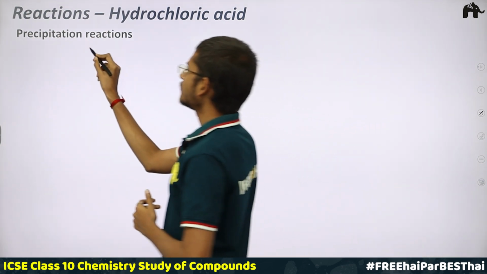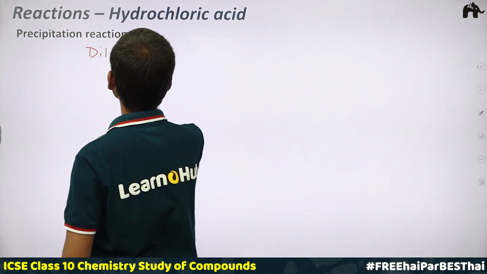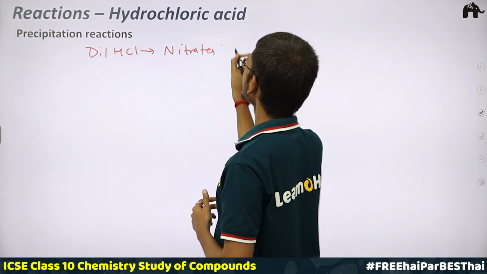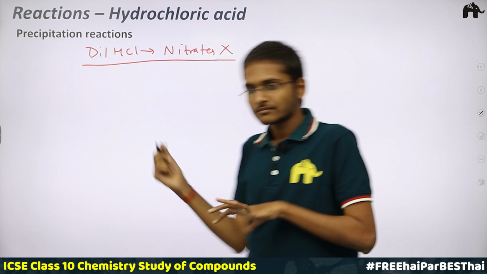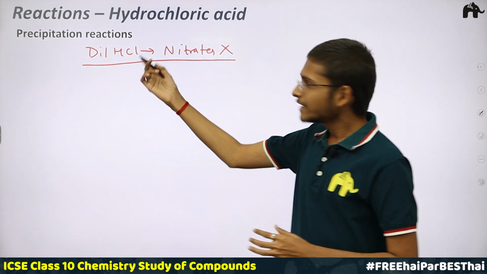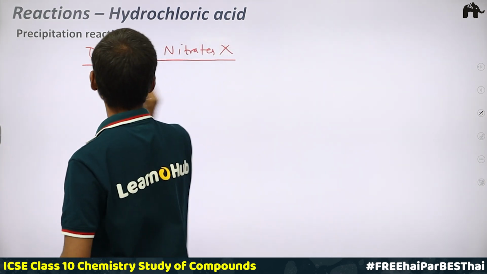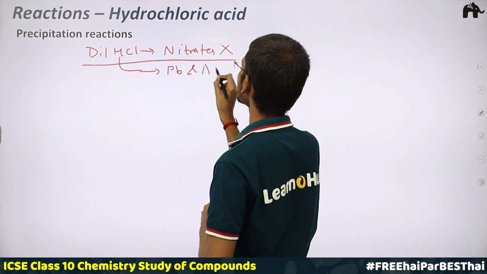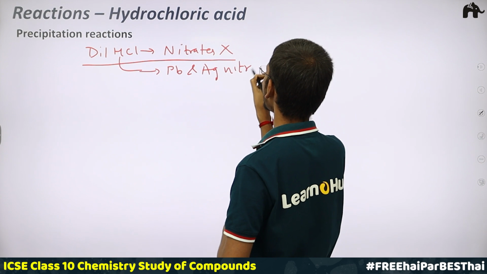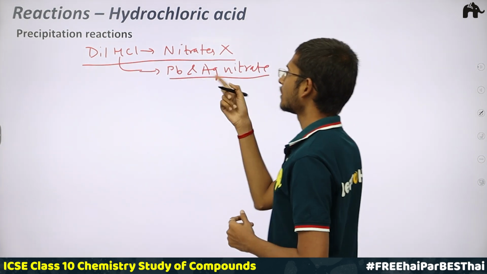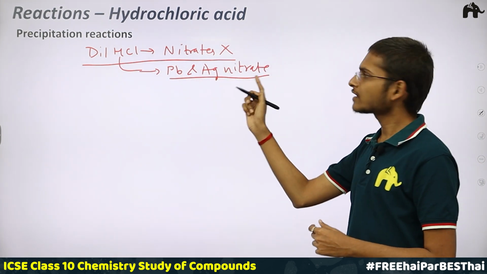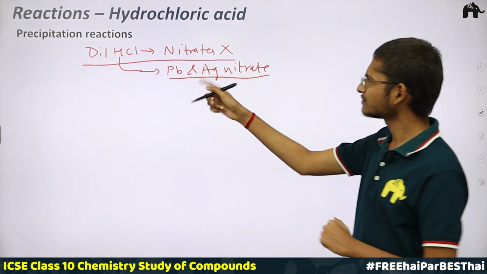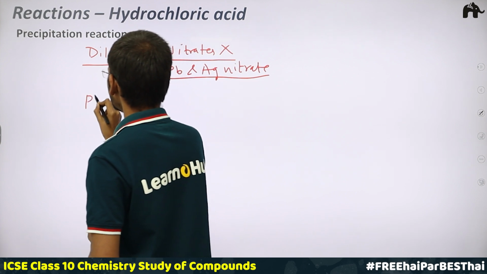A very interesting thing is that dilute hydrochloric acid does not normally react with nitrates, but there is an exception. Dilute hydrochloric acid reacts with lead nitrate and silver nitrate, and these reactions we are going to study now. Starting with the lead nitrate reaction, which is very easy to understand.